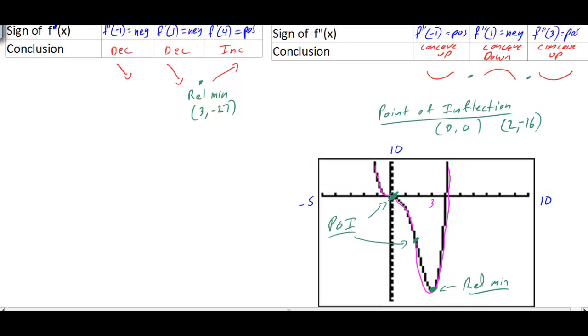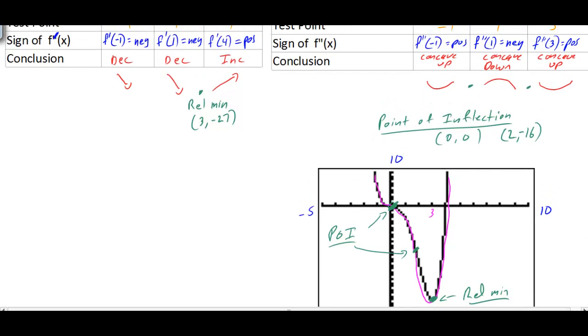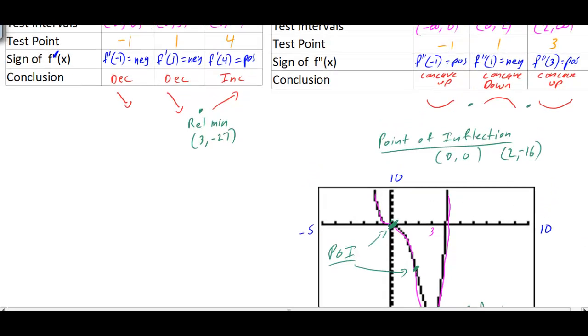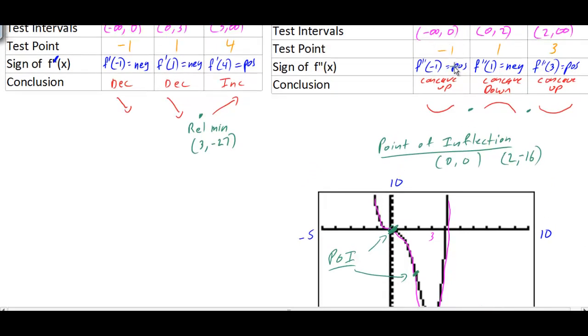And then for the concavity, we can look at this and say, well, it's concave up from -infinity to 0. So notice from -infinity to 0 here is concave up. And then from 0 to 2, it's concave down. And then from 2 to infinity, it is continuously concave up.